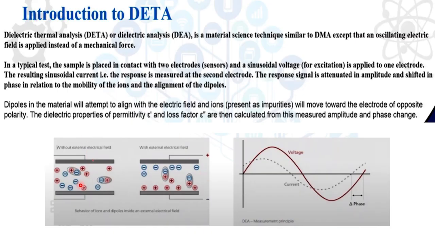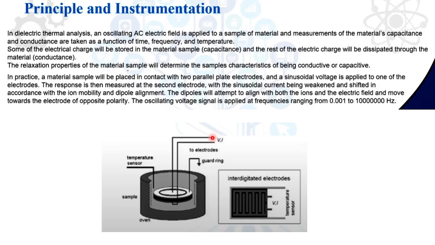So this is without external field, and whenever there is external field, it is aligned, and whenever the alignment takes place, the permittivity, that is epsilon, and loss factor, epsilon double prime, are what we actually measure to calculate the output current and phase change. As for the principle of dielectric thermal analysis, an oscillating AC current is applied to a sample of a material, and the measurements of the material's capacitance and conductance are taken as a function of time, frequency, and temperature.